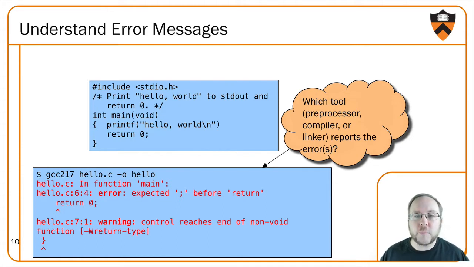What stage of the build process is reporting these errors? What's wrong on line 6? And why does control reach the end of the function on line 7 without a return when return is sitting right there on line 6?